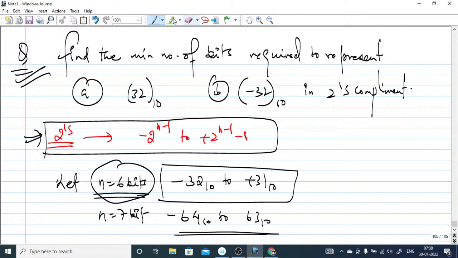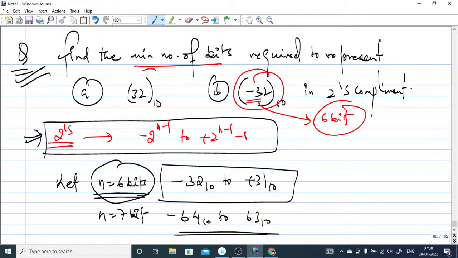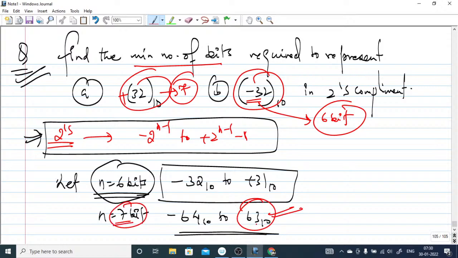So if they are asking like this, you can directly tell that for minus 32, the minimum number of bits required is 6 bits. And in case of plus 32, the minimum number of bits required will be 7. Because if n equal to 7 bits, then only you will get this. If n equal to 6, you will get only 31, but it must be plus 32 now, so we always have to consider the higher number of bits. So keep this in mind.